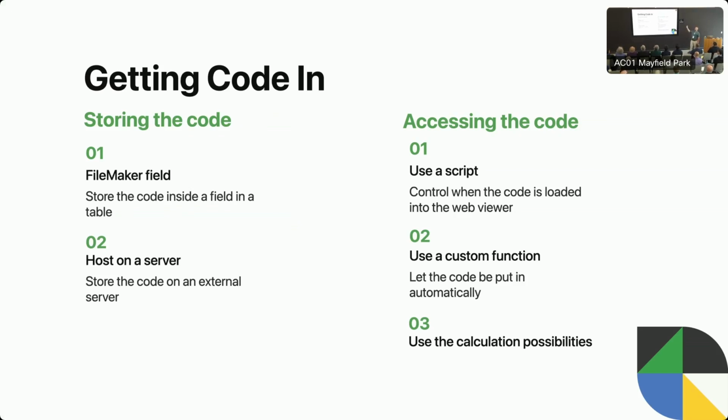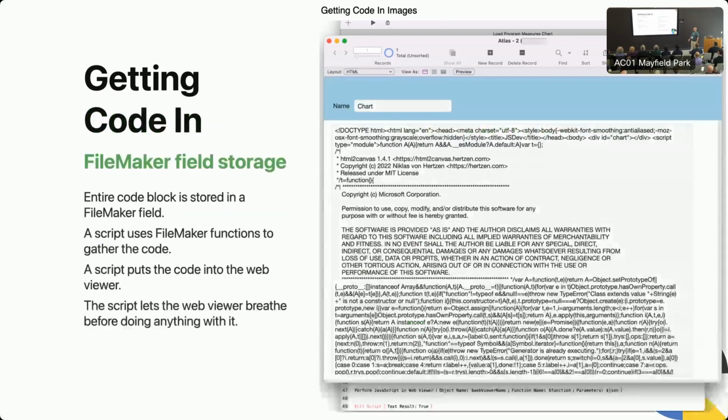I'm going to access the code using scripted methods, using custom functions, and possibly some calculations. I don't do the third one very often, and I'll walk through my workflow. I typically will use a script because we can run scripts. Scripts are how we get data and some functionality going. And so we can use a script to load code into the web viewer.